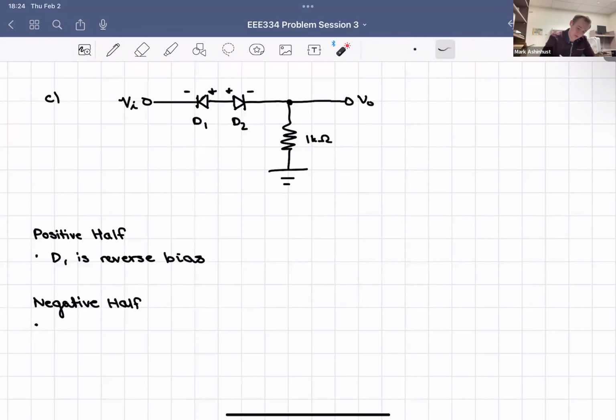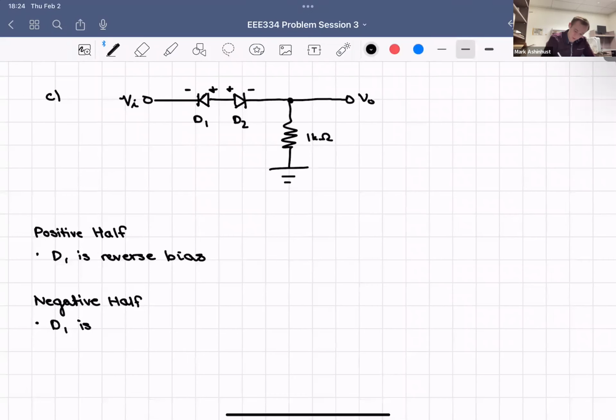Negative half though, let's look at this. So D1 is going to perform the opposite. D1 is going to be a short. It's just going to keep going. And then we get to D2. D2 is flipped from D1, so we're going to have the same exact problem as D1, where now D2 is going to be reverse biased.